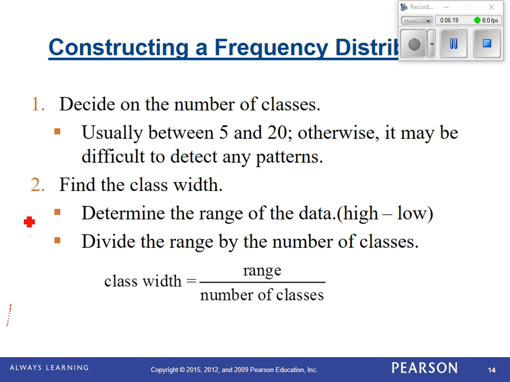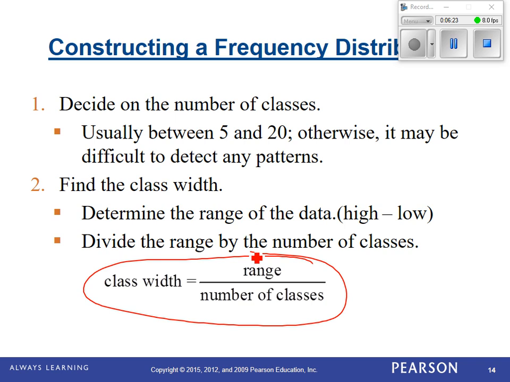This is probably the most important thing, finding that class width. Find the range. The range is just the highest minus the lowest, divided by how many classes. They will tell you how many classes every time. Usually it's 4, 5, 6, or 7. We usually stay in that little range right there, 4, 5, 6, or 7. We usually don't go much more than that.